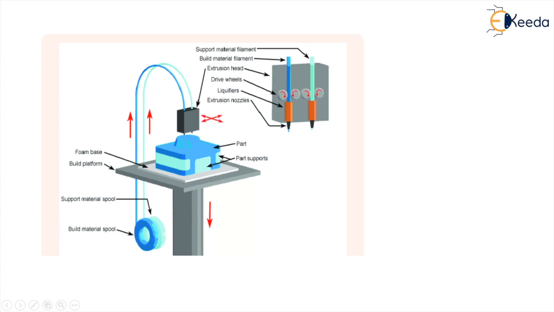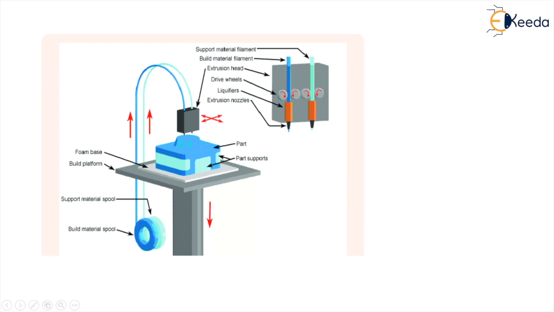So this is the build materials spool, and this is the support materials spool. The dark blue is the material that is going to form the part, whereas this other color is the support materials spool that is supporting the main material. Build material. This is the foam base. This is the build platform over which we are going to produce this part.